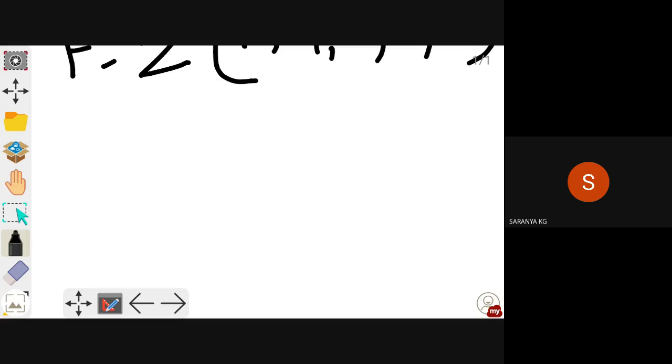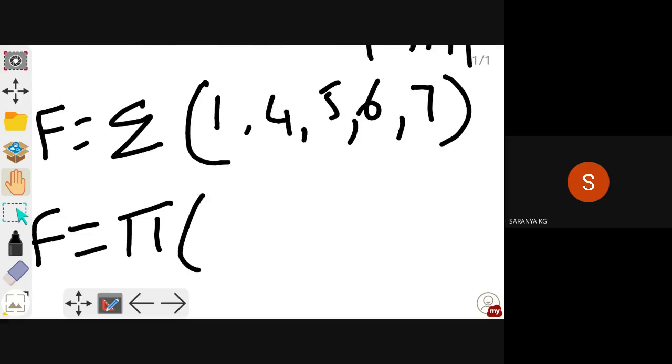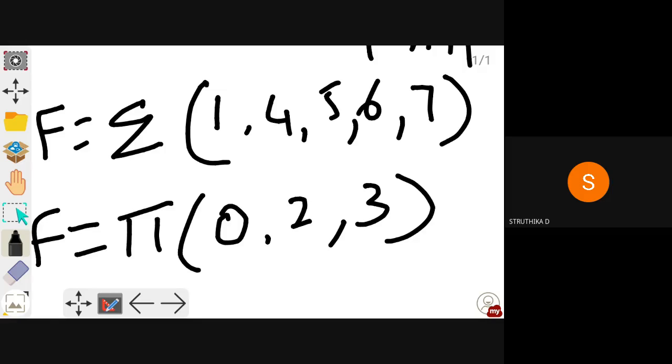If you are going to express this in terms of product of max terms, for this same expression, the min terms are there. For the max term, F is equal to Pi of the missing terms. What are all the missing terms? 0, 2, 3. So 0, 2, 3 are missing terms.